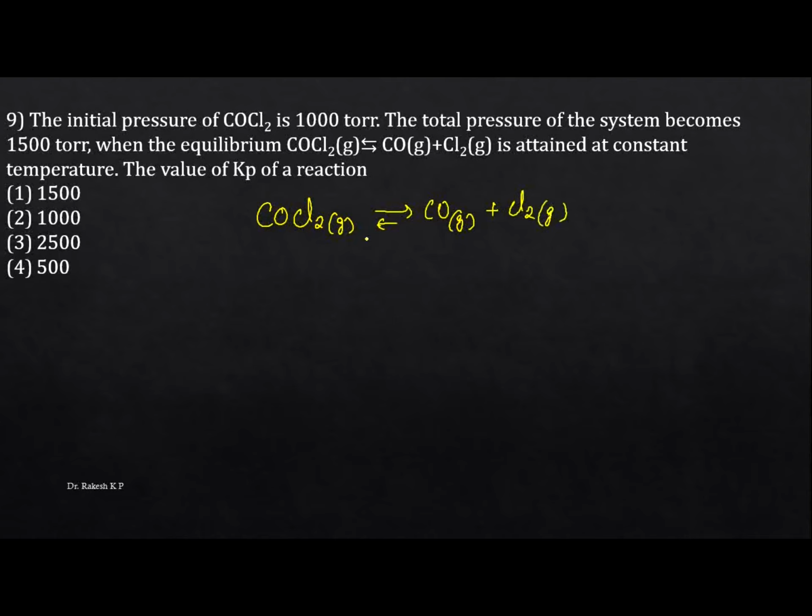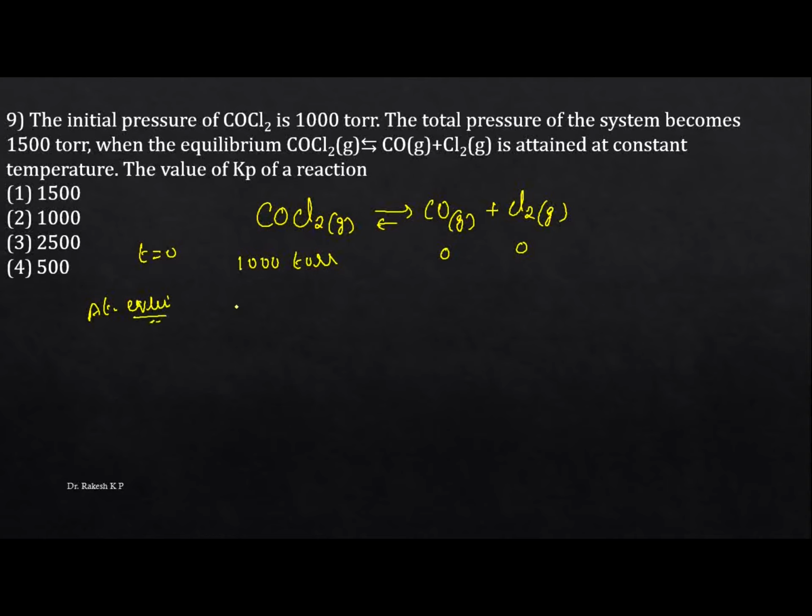Okay, this is the other particle, this one. So when t is equal to 0, that means at the beginning here, what is the pressure we are having? That is 1000 torr, but here it is 0. Okay, so now at equilibrium, whenever it attains equilibrium, I'm going to write it in this form.